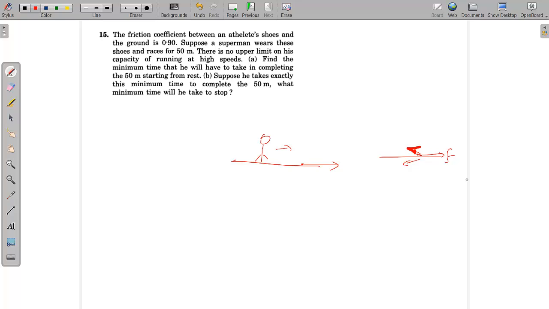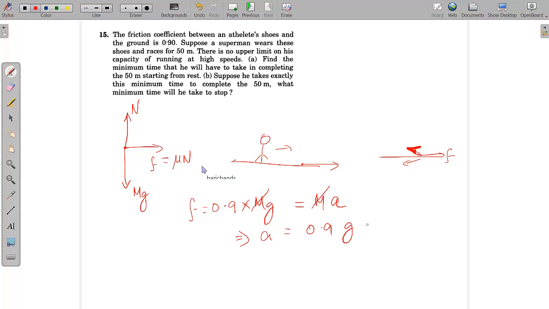So what we will do here is assume that this person is taking the maximum of the friction available on the ground, and he is using that force to run. So what is the maximum friction force which can act on the ground? Let's say the Superman is here, and the friction force is acting in the forward direction. That will be equal to mu into N, the maximum static friction. It depends on the weight. So weight is acting, mg, and this is the normal contact force. The maximum friction force which he can use is 0.9 into g, that means 9.